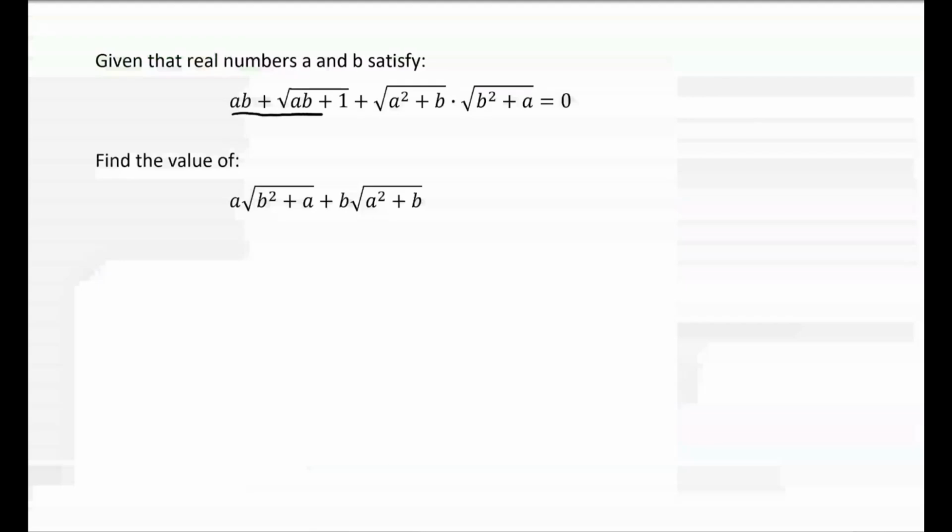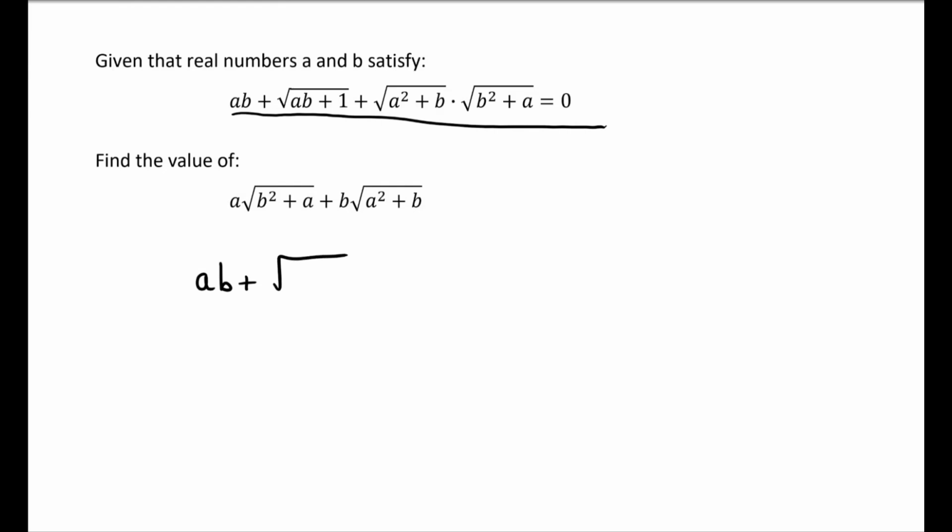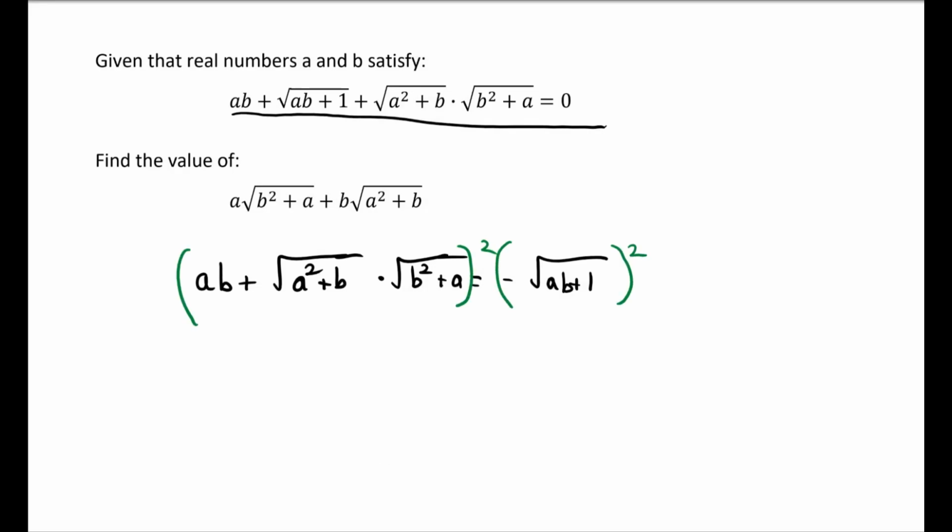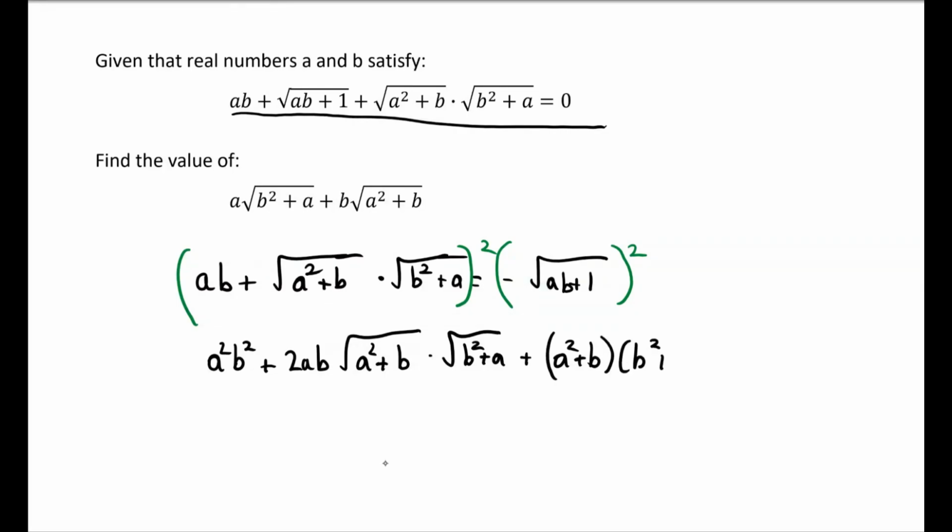So to start with, let's take our first equation and rearrange it slightly. So we'll rearrange it to this form. Now the next thing we're going to do is square both sides. So on the left hand side we're going to be left with a squared b squared plus 2ab square root of a squared plus b multiplied by square root of b squared plus a plus a squared plus b multiplied by b squared plus a. We're going to be left with ab plus 1.